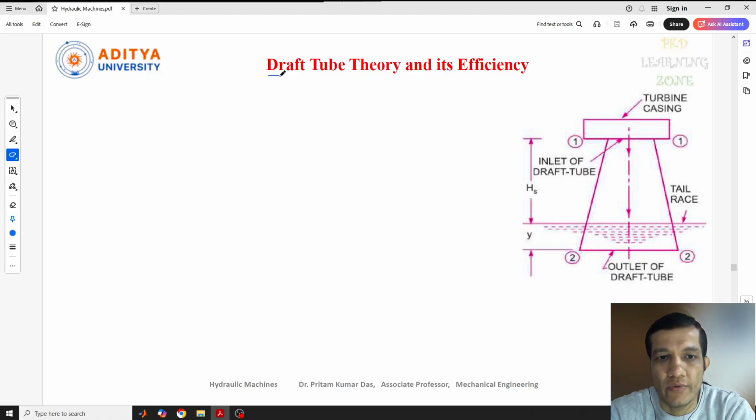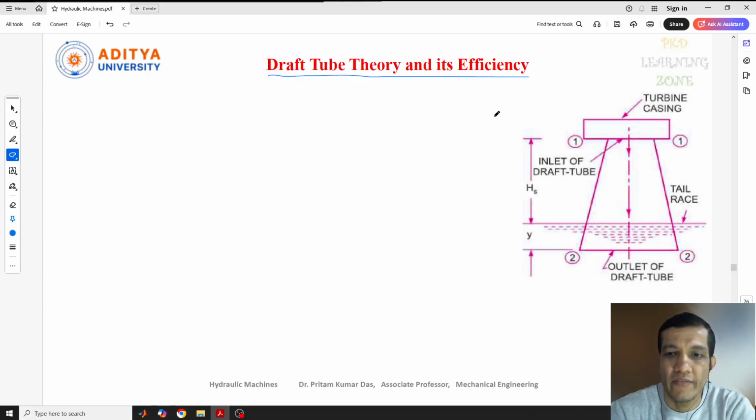In our last lecture, we already discussed the draft tube concept, how it works and what the function of the draft tube is. Along with that, we also discussed the applications, advantages and disadvantages of the draft tube. So here we'll discuss the draft tube theory and its efficiency.